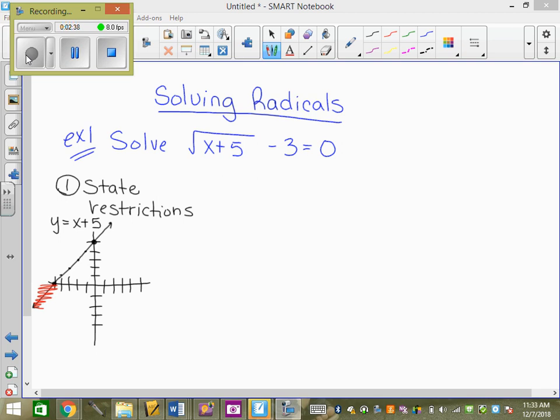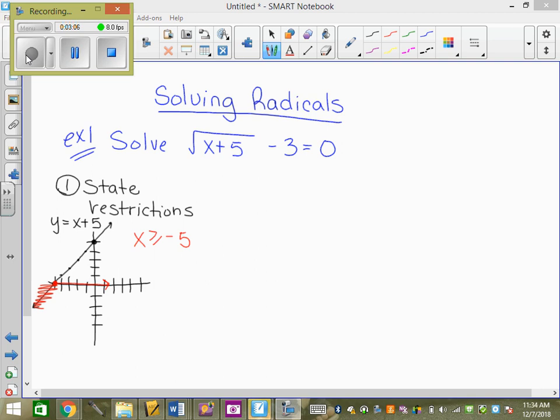So the only x values we could use are negative 5 and greater. So our restriction is going to be x has to be greater than or equal to negative 5. So if we just look at the equation underneath the actual radical and find all the places where you have positive y values, that's what you keep. Okay?